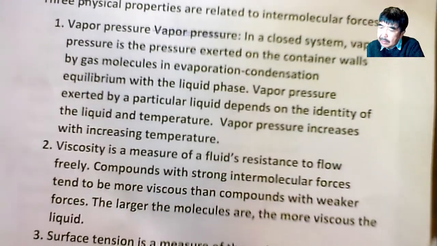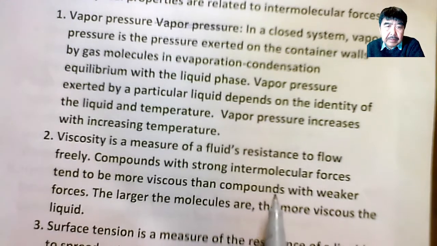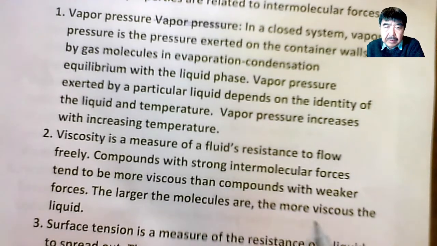The second liquid property is called viscosity. Viscosity is a measure of a liquid's resistance to flowing freely. Compounds with strong intermolecular forces tend to be more viscous than compounds with weaker forces. The larger the molecules are, the more viscous the liquid.